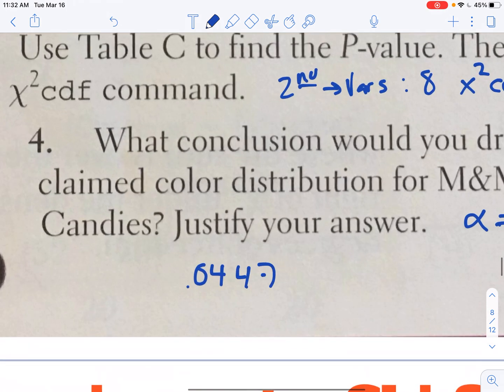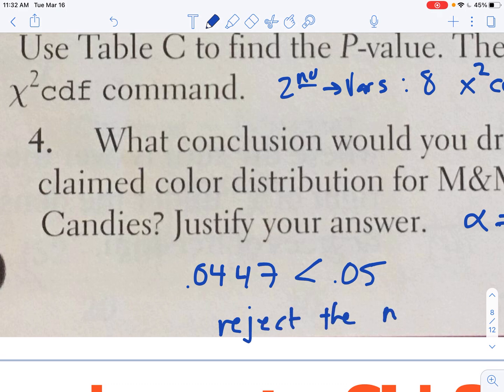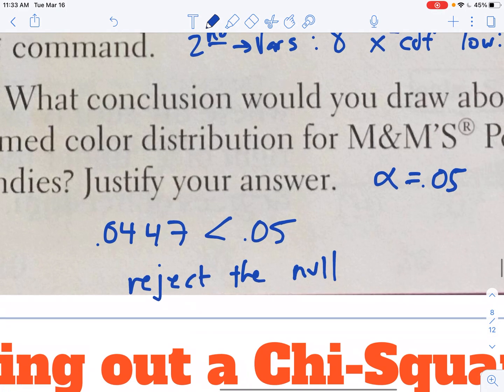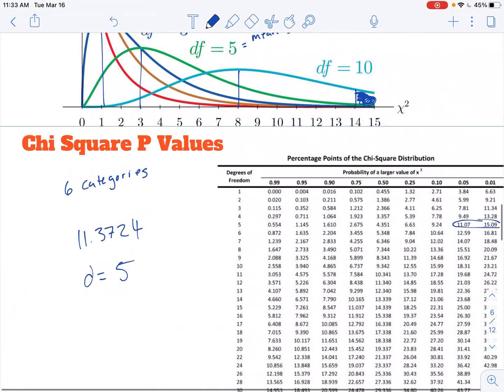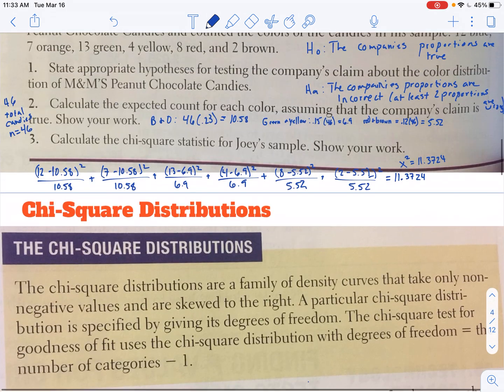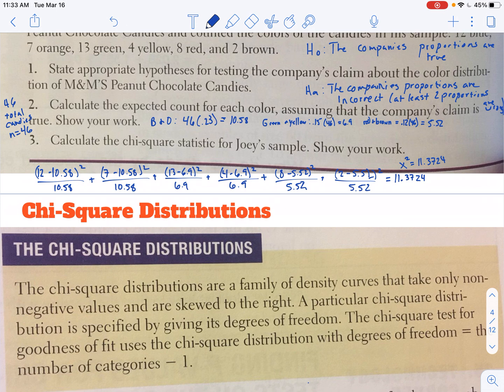0.0447 is less than 0.05. We reject the null. And we have evidence to suggest that this distribution is incorrect. Based off the way these candies were handed out, one of these distributions is wrong. Looking at it, we could go through and break down which one had the biggest impact based off its relative distance.